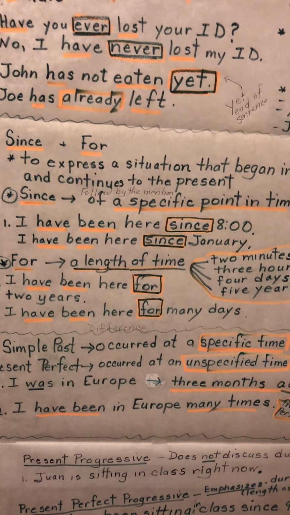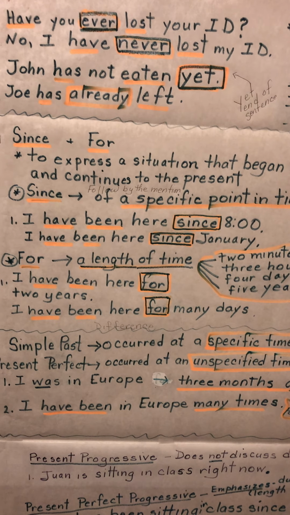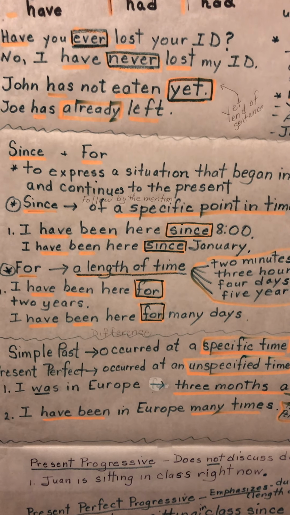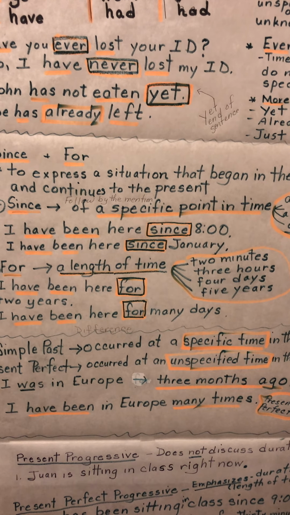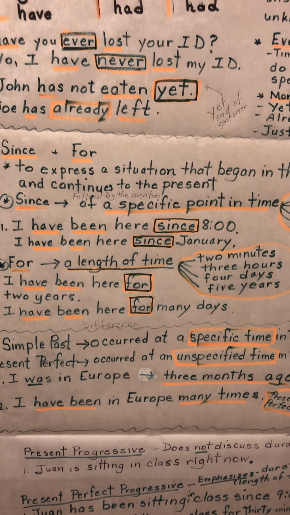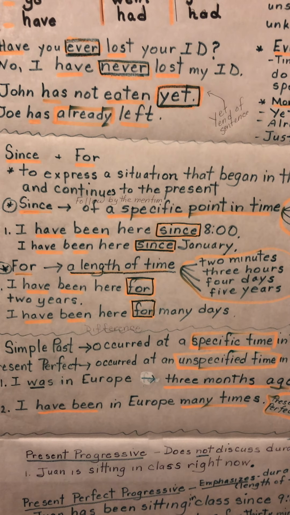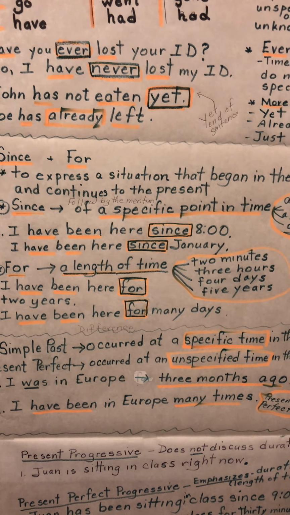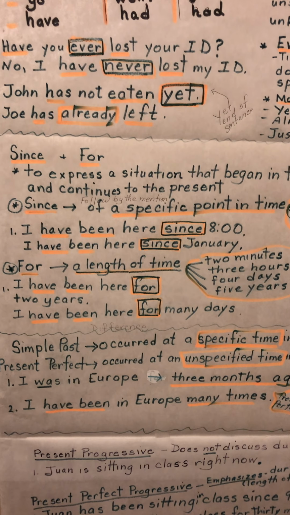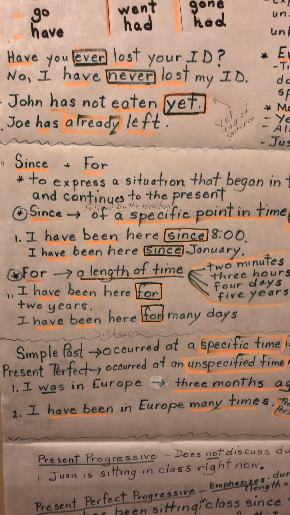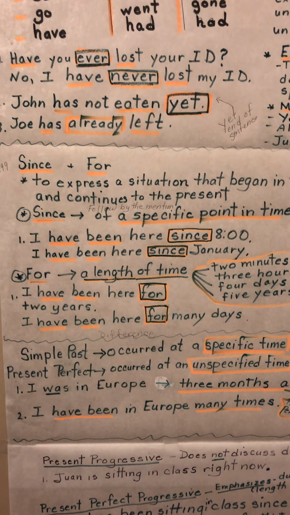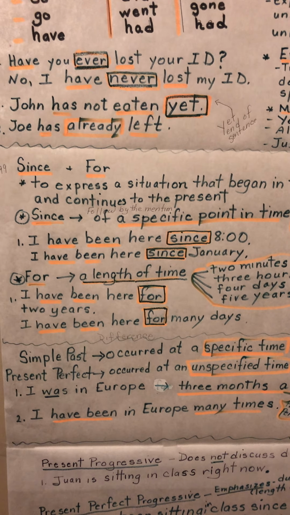Let's look at the first sentence. I have been here since 8 o'clock. That is a specific point in time, since 8 o'clock. I have been here since January. A specific point in time. Notice that we're using the present perfect, have been for number 1, and have been for number 2.